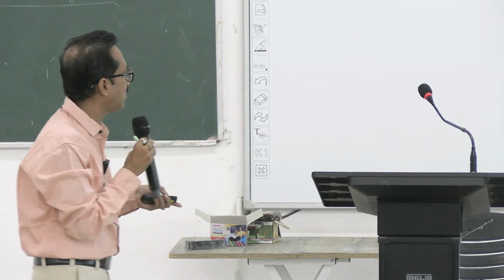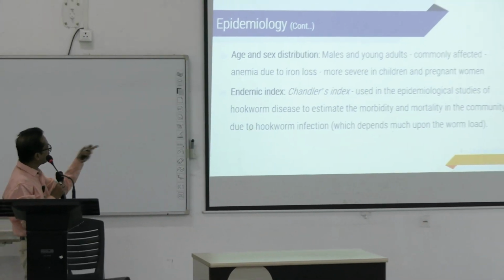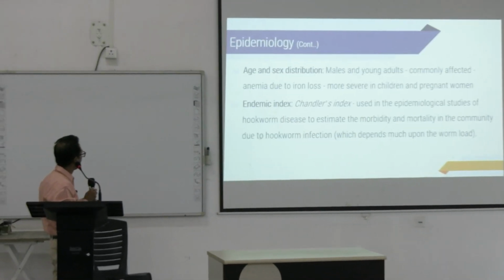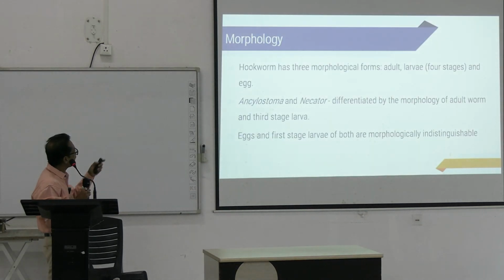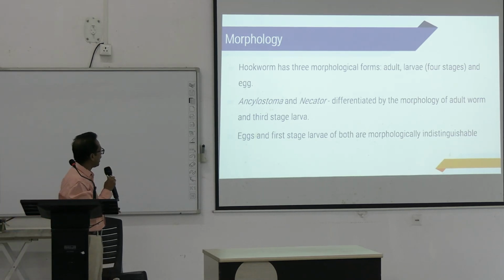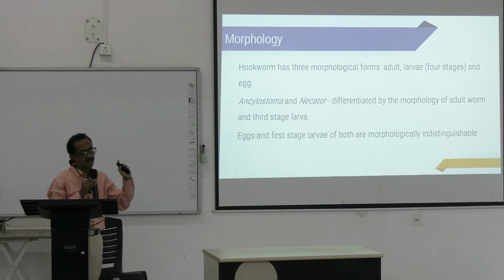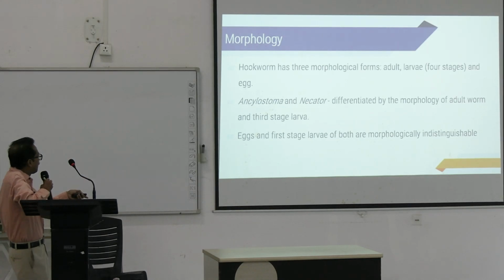Males and young adults are commonly affected due to iron loss. Most severe in children. What is Chandler index? Used in epidemiological study to estimate the morbidity and mortality in the community due to hookworm. So this is also called an endemic index or Chandler index. Three morphological forms: adult, larva and egg. Ancylostoma and Necator are differentiated by morphology and third stage larva. How are they differentiated? By adult form and by third stage larva. Eggs and first stage larva are the same in both.